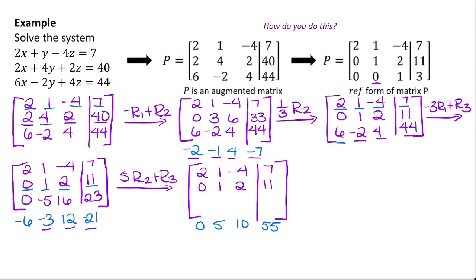So now let's add these to the values of row 3. So we have 0 plus 0, which is 0. -5 plus 5, which is 0. 16 plus 10, which is 26. And 23 plus 55, which is 78. Okay, so now we're almost there, right?